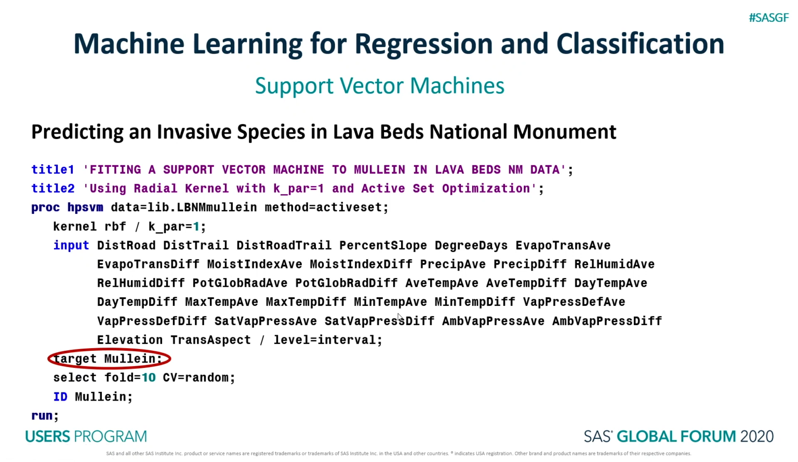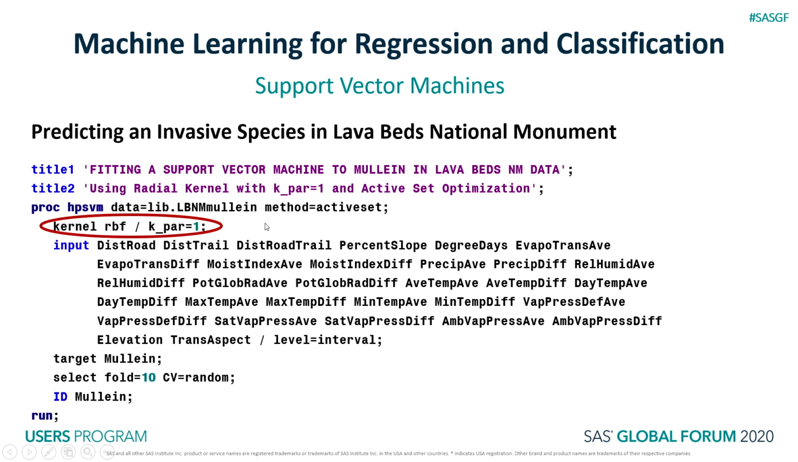So fitting support vector machines within SAS is done using proc HP SVM. As with proc HP Forest, this is not part of SAS Stat, and the syntax is a little different to what we are used to seeing in SAS Stat procedures. You can see down at the bottom here, the response variable is specified as Mullen, and the predictor variables are specified using input statements.